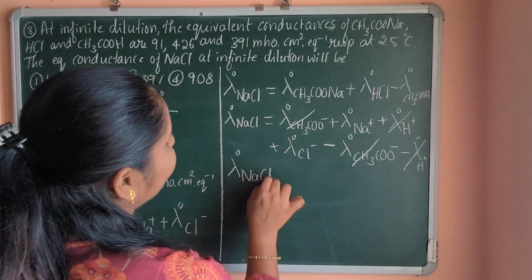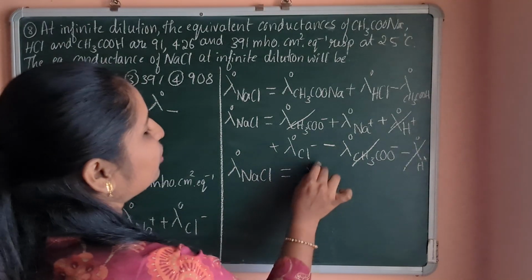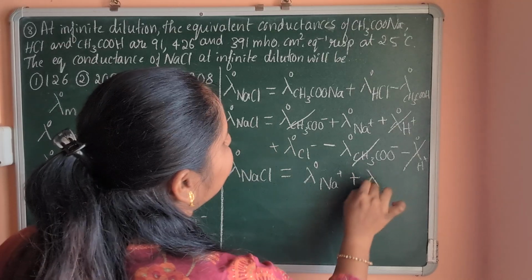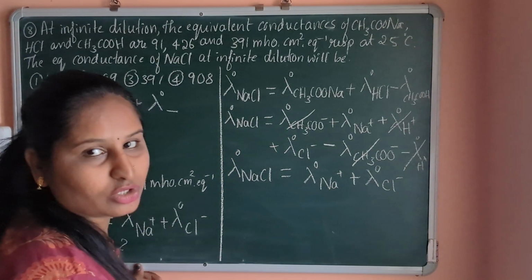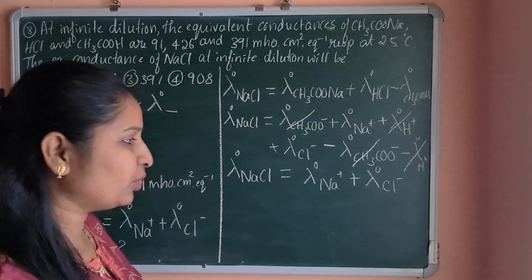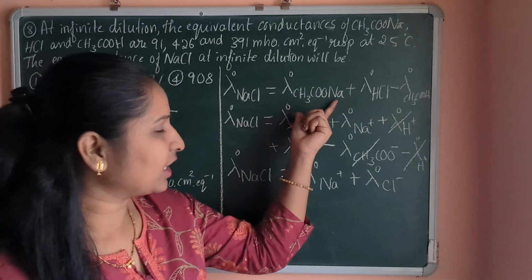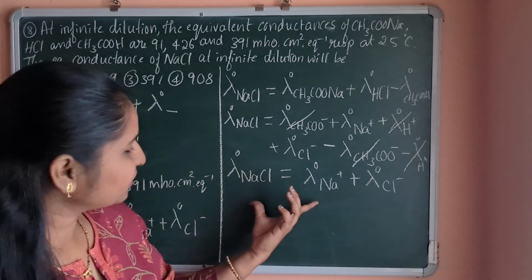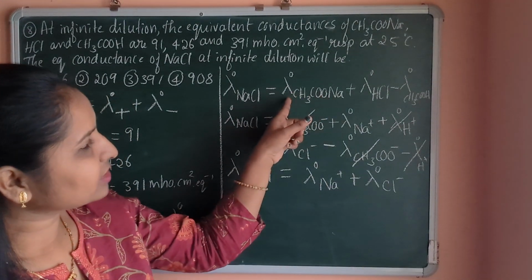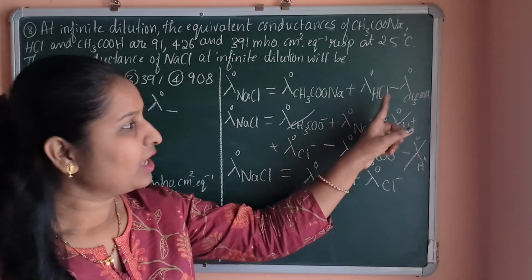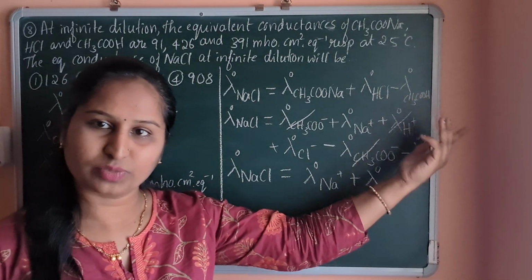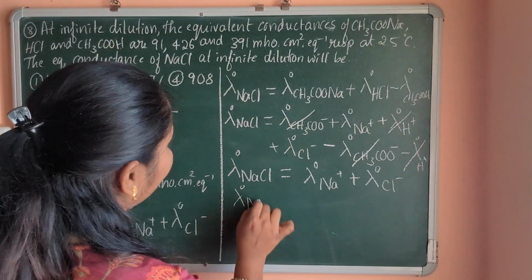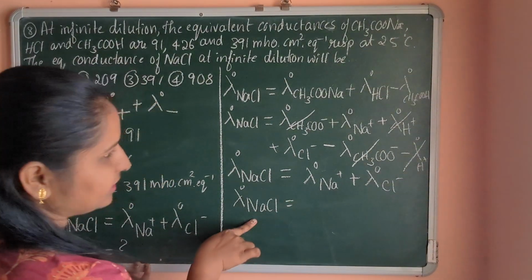The limiting molar conductivity of NaCl is the limiting molar conductivity of Na plus plus the limiting molar conductivity of Cl minus. To get this, firstly we should know which acid has to be subtracted and which has to be added. From this we got to know that the sodium acetate and HCl values have to be added and the acetic acid value has to be subtracted. So from that I am substituting the values here for the calculation of the limiting molar conductivity of NaCl.